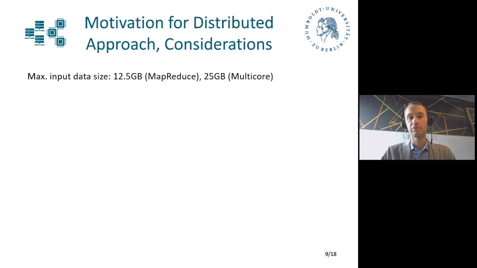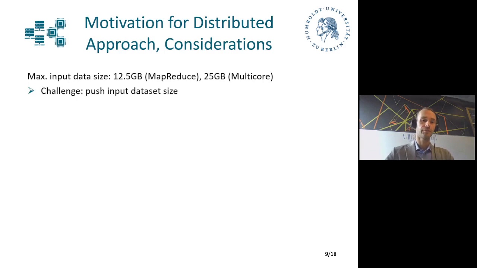Why do we need a new distributed approach? I mean, we already have the MapReduce approaches, right? So our experiments in the previous papers showed that the maximum input data size these MapReduce algorithms can operate on is quite limited. In our setup it was roughly 12.5 gigabytes. Interestingly, our multi-core approach, which runs only on one machine, of course, could operate on up to 25 gigabytes. So these numbers are still not very impressive when you think about big data. So it's a challenge to push these input dataset sizes.